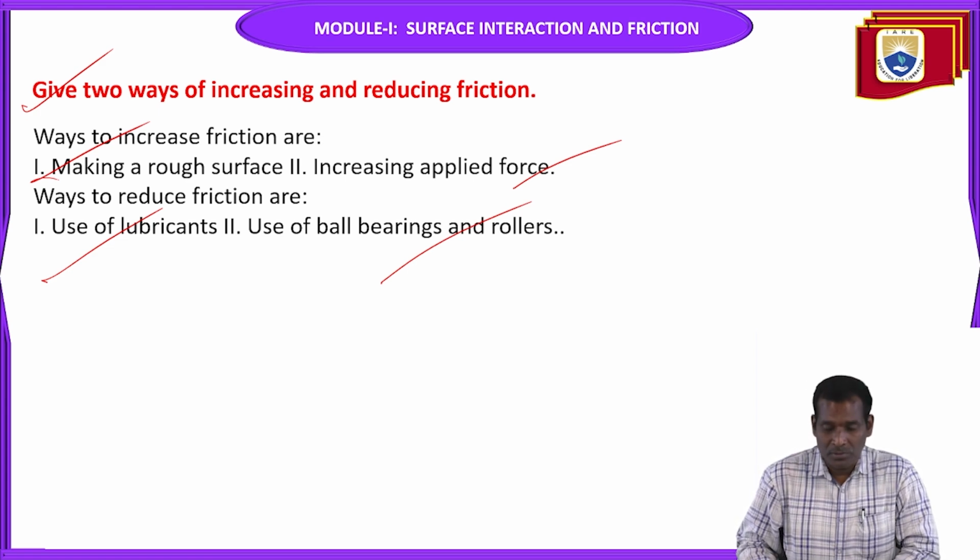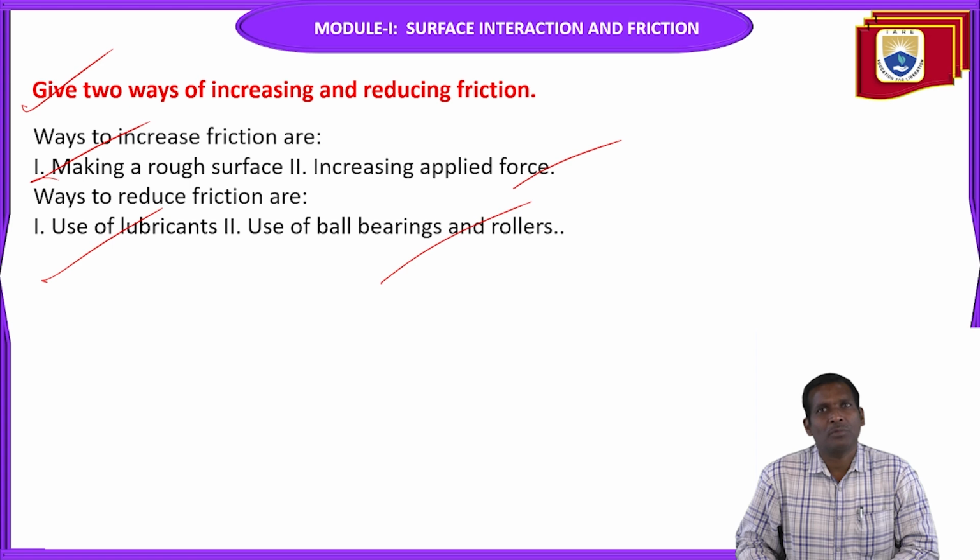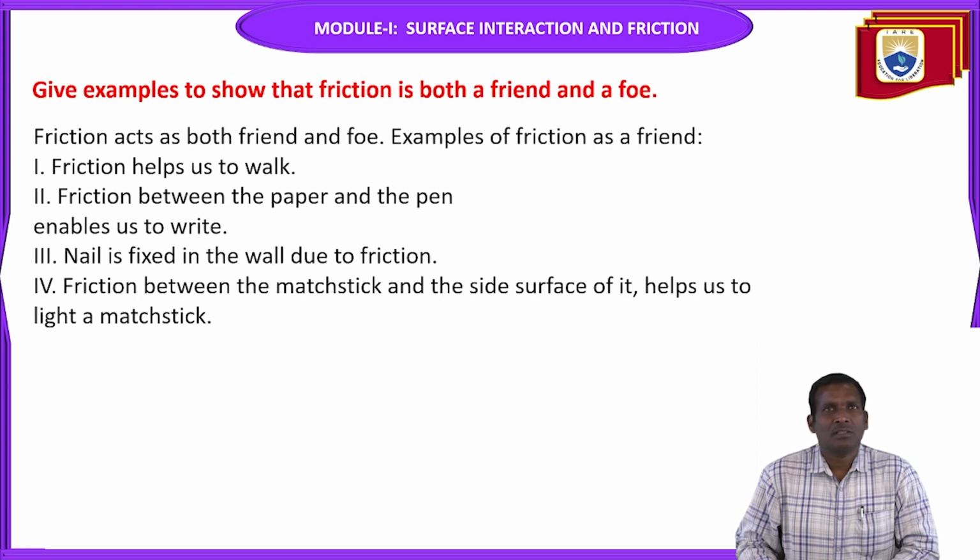Whenever you use lubricants, there is less friction when compared to dry surfaces. Similarly, use of ball bearings and rollers. Just to give examples to show that friction is both a friend and a foe. The friction acts as both friend and foe.